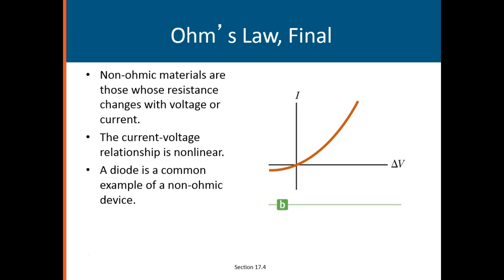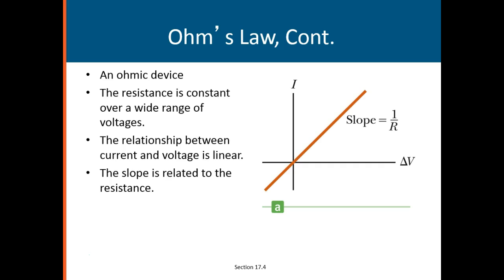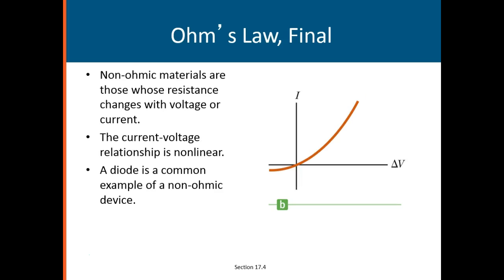Okay, the slope increases, but if you recall from the previous slide, the slope is 1 over the resistance. So if the slope is increasing, then the resistance must be decreasing. So that should be B. 17.4 should be B. Let's see what they say. 17.4, sure enough, is B.